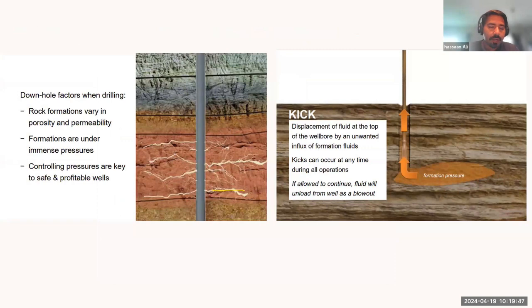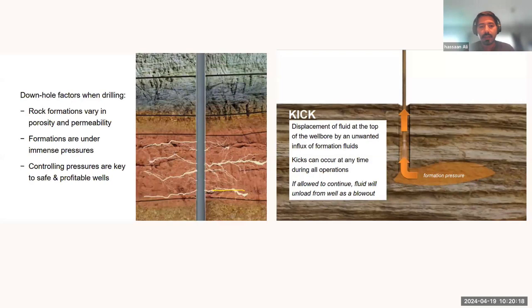Essentially, there are a couple of downhole factors that you need to be aware of when you are drilling. Number one is that when you drill through different formations, every rock formation will vary in terms of porosity and permeability. That means there will be some mud lost in that formation, and it will vary from formation to formation. And these formations are under immense pressure. Sometimes this pressure can actually hurt your drilling operations. So you have to be aware of your pressure at all times.